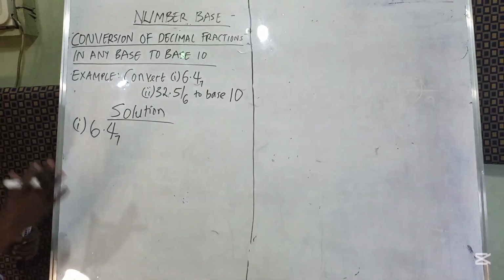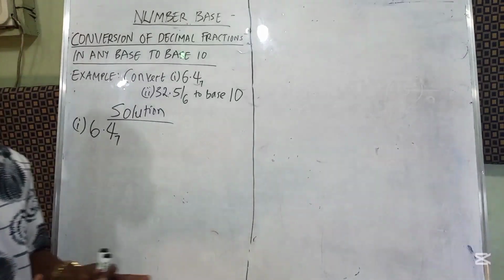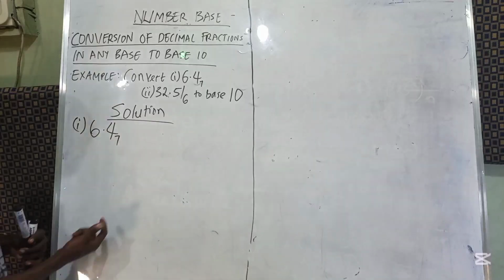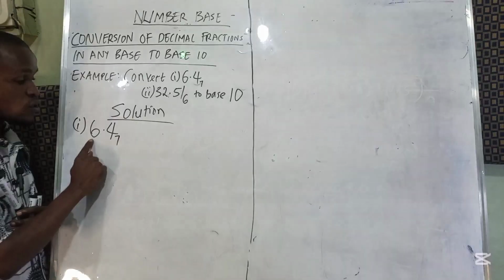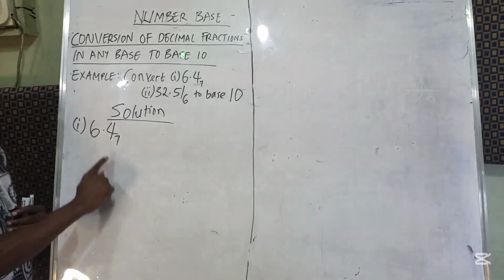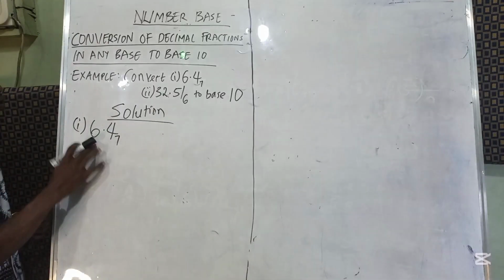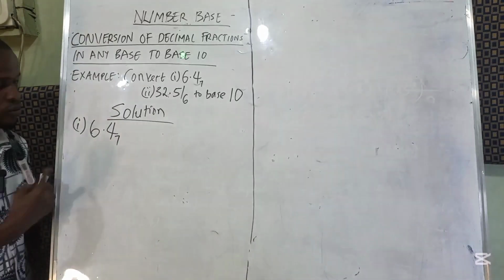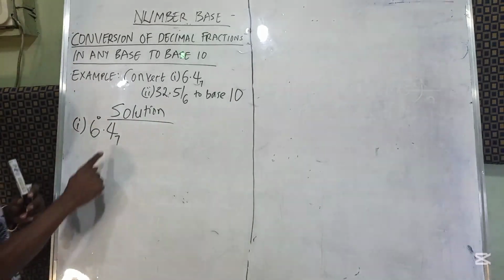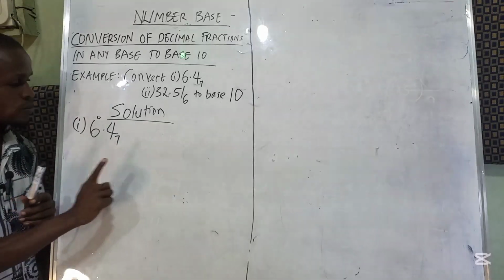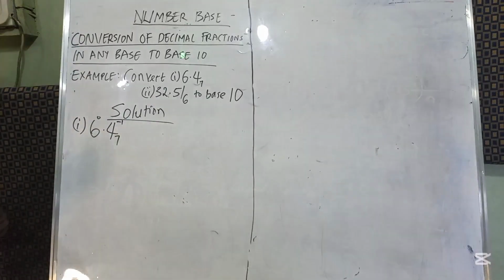Now, converting numbers from other bases to base 10 implies applying the expansion form. We will have to label for a number. For 6, the place value is unit, and for the number 4 here, the place value is tenth. That means 1 over 10. So for the value that is unit, the power that will be attached is 0. Now the place value of 4 here is tenth, so we attach a power of minus 1.